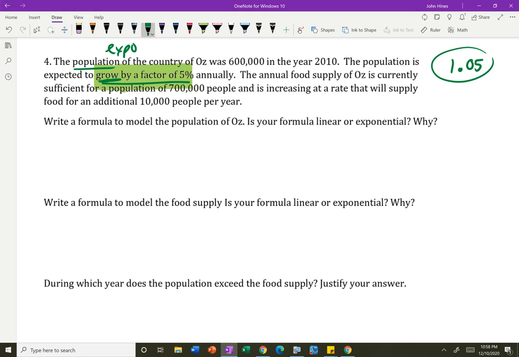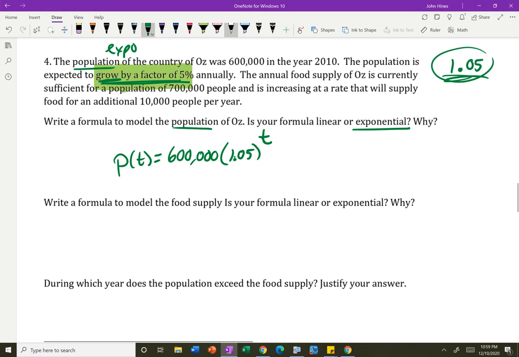So it says write a formula to model the population. So the population equals what? Well, there were 600,000 people in Oz. And my multiplier, how do I grow by 5%? Well, whenever I grow by a percentage, that's an exponential function. There's a common factor to grow by 5%.